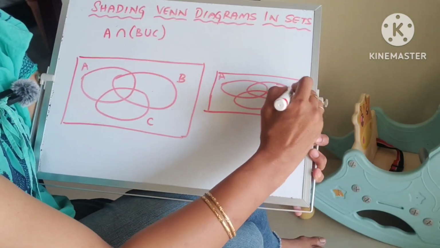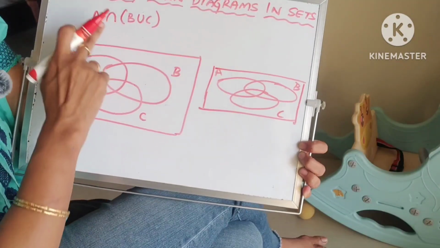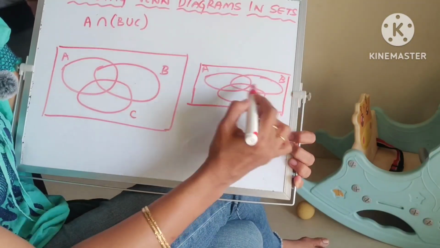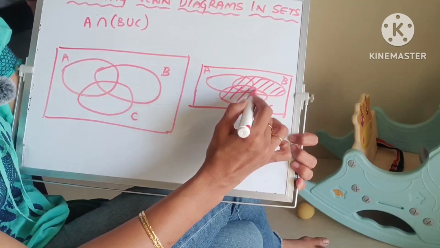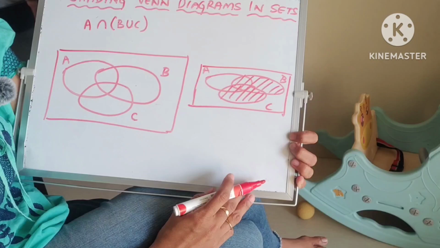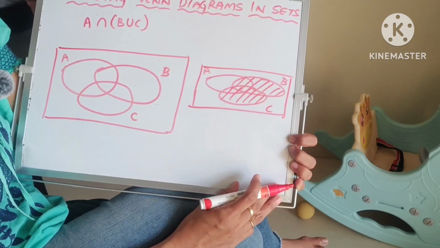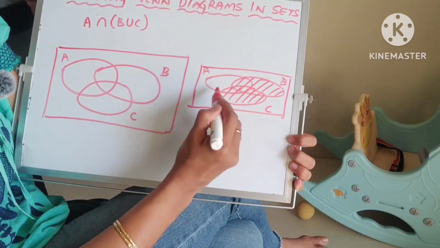A, B, C. Now, since the final is intersection, first is B union C. B union C is all of B and all of C. Like I said, union is always all of it together. Now, these two represent B union C. Now, A is the entire A.